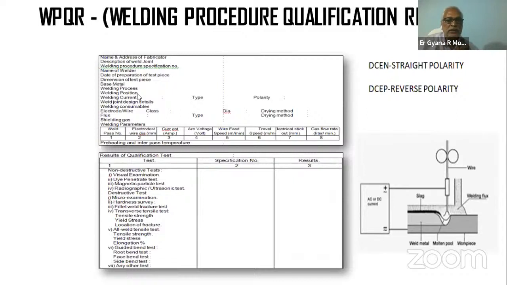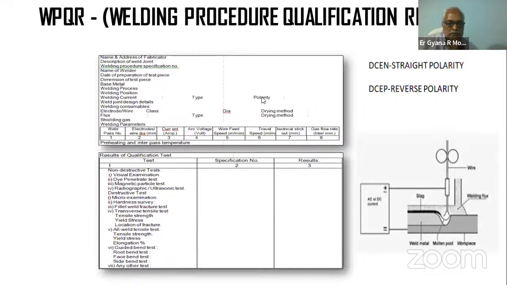Whatever the position of the welding has to be done, that position has to be mentioned. Then we need the welding current: at what current we welded that particular specimen, and the weld joint details. What is the type of welder? Welding consumables: every consumable has its own specification, its own BIS number. On the basis of that, identification of welding consumables is done.